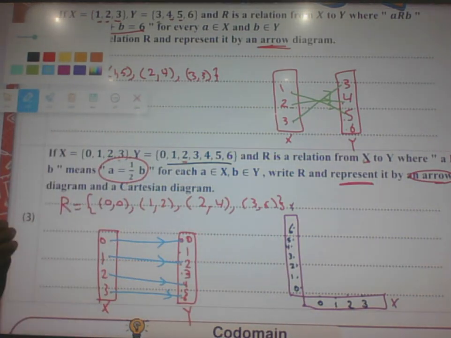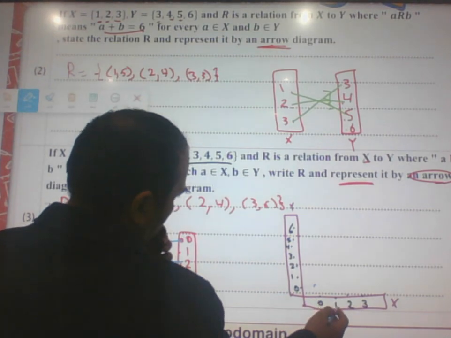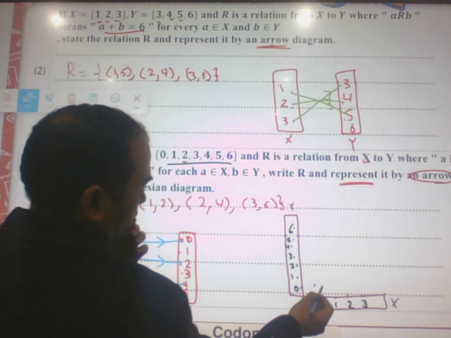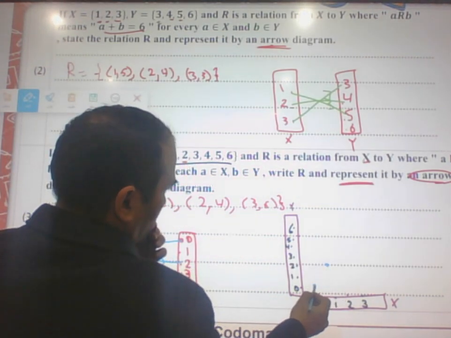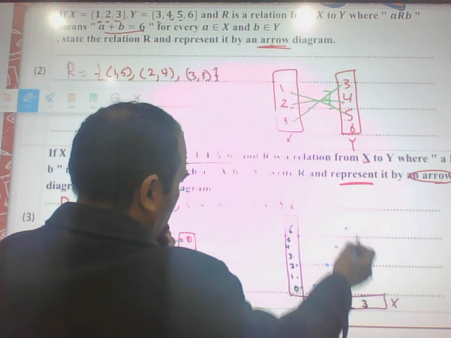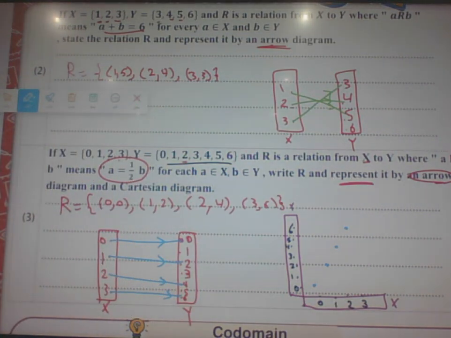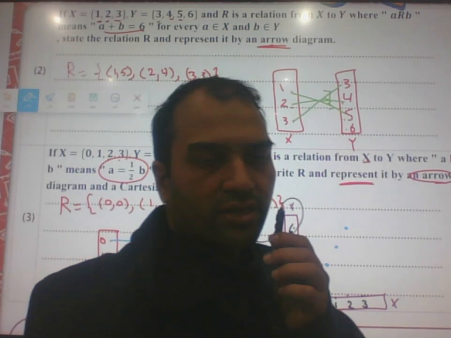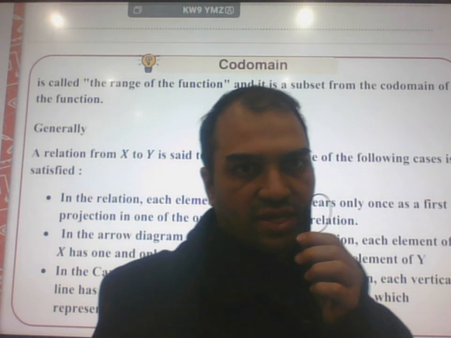The image of 0 is 0, the image of 1 is 2, the image of 2 is 4, and the image of 3 equals 6. Okay, now we have finished this question. Next question. Now we will explain the domain and codomain.